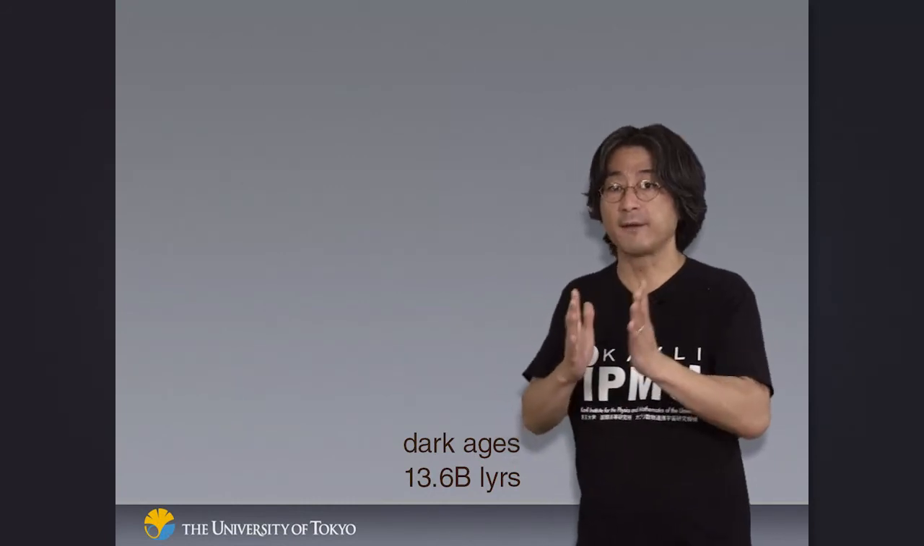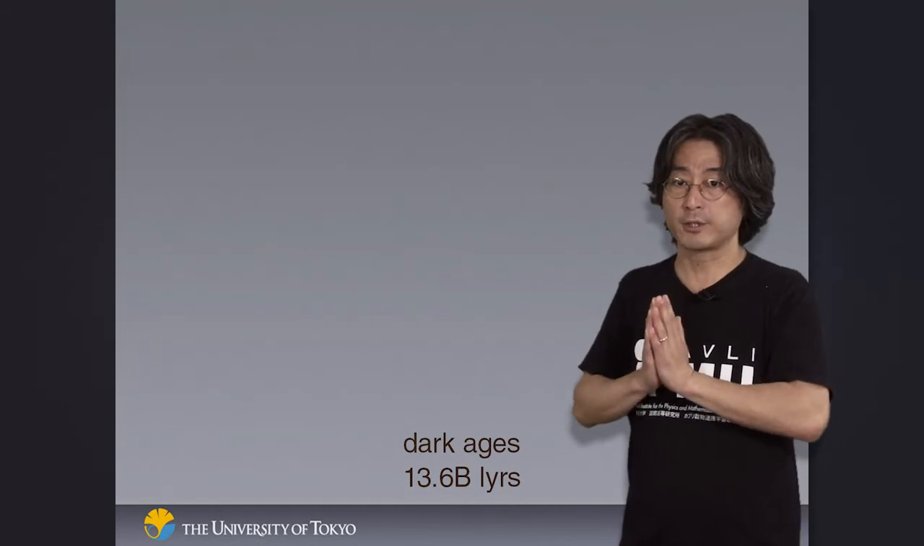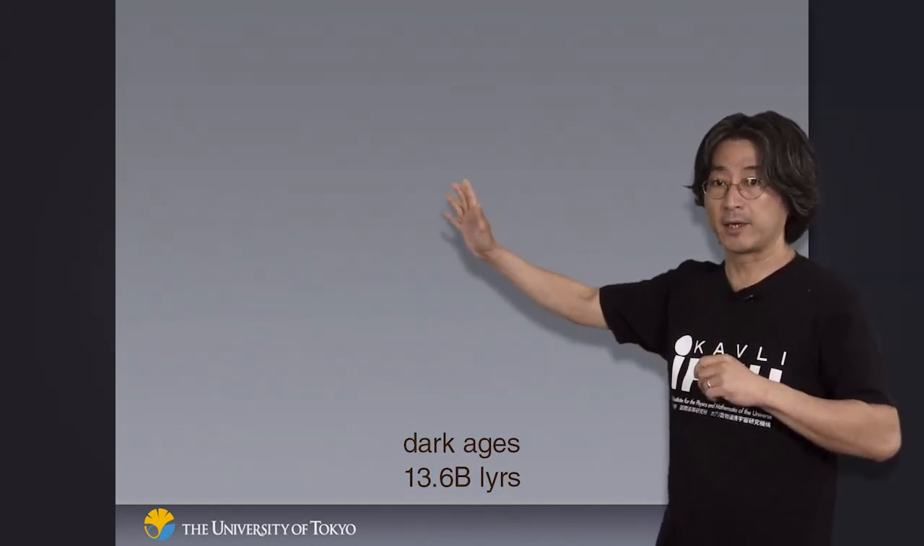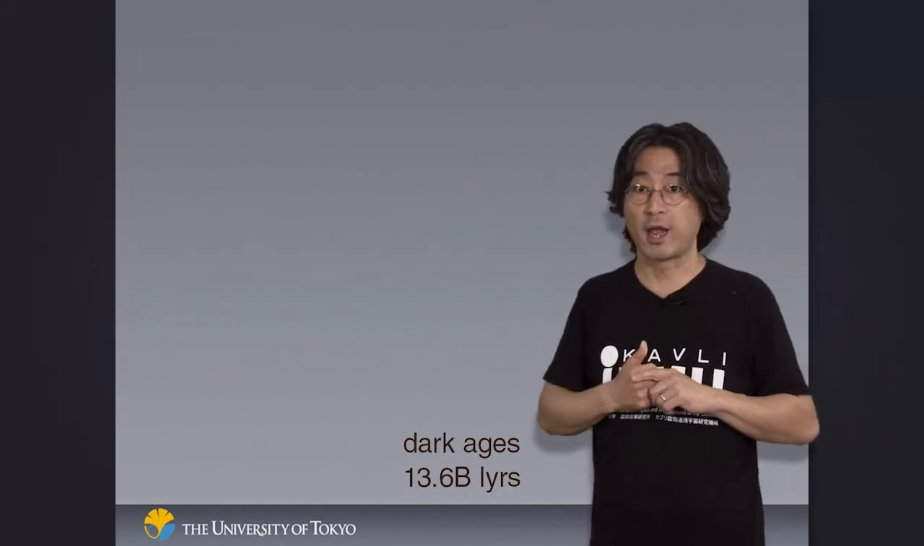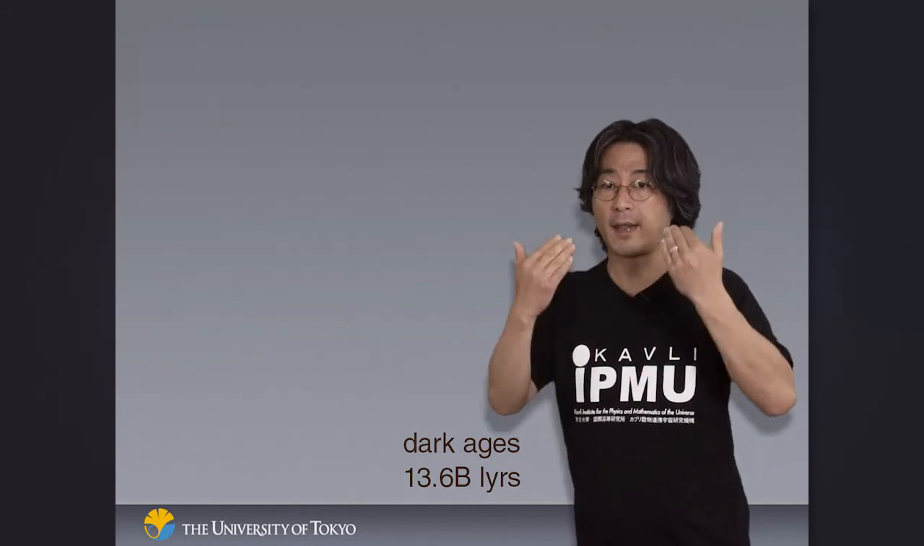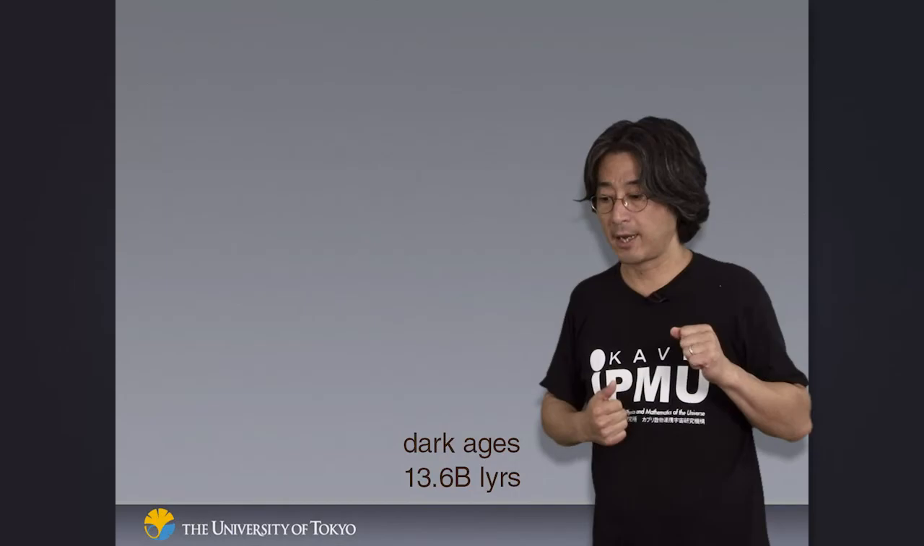So the universe didn't have time to even let a star be born. No stars existed back then. That's why we cannot see anything out there. So that era is called the Dark Ages. The universe was too young to let a star be born. There's nothing we can see out there, and that's the Dark Ages.